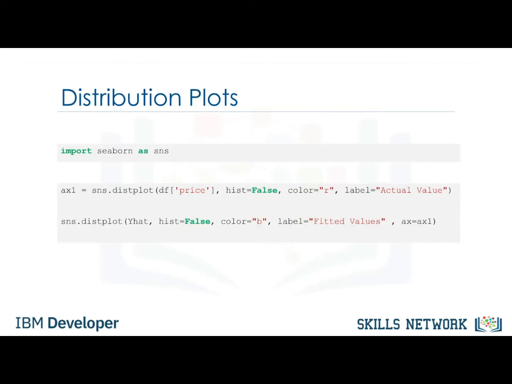Here is the code to create a distribution plot. The actual values are used as a parameter. We want a distribution instead of a histogram, so we want the hist parameter set to false. The color is red. The label is also included. The predicted values are included for the second plot. The rest of the parameters are set accordingly.